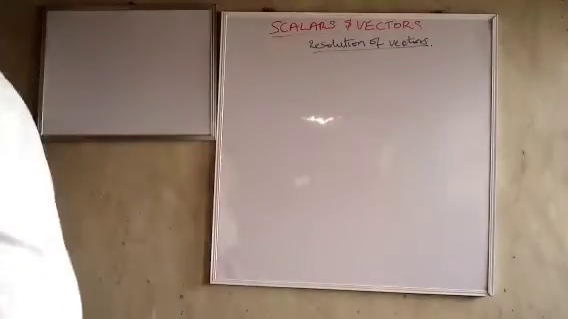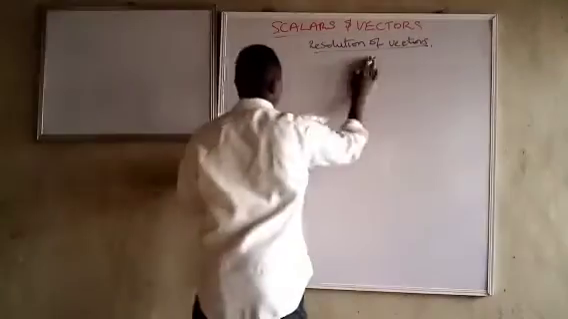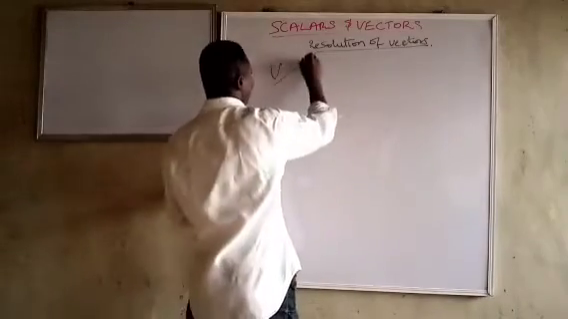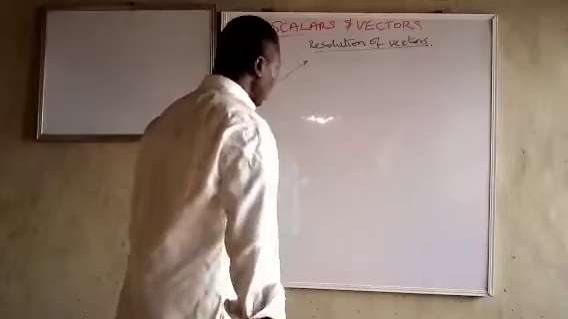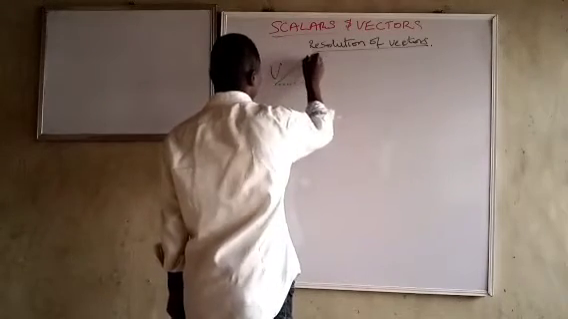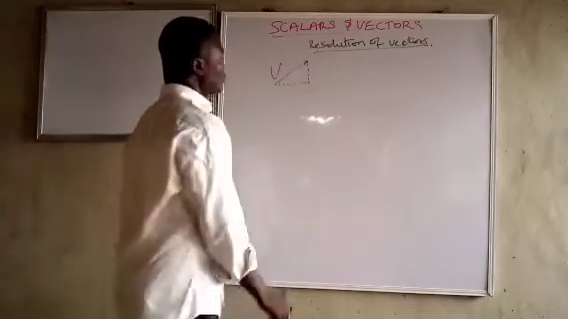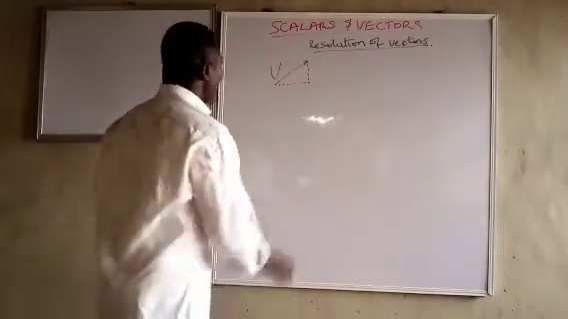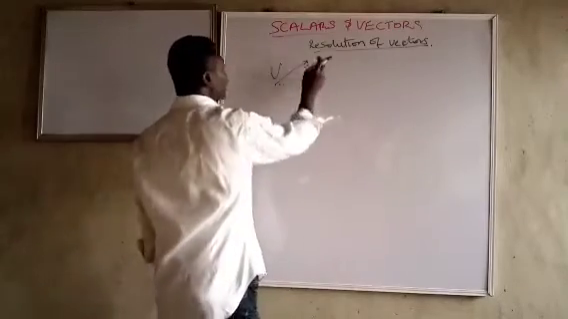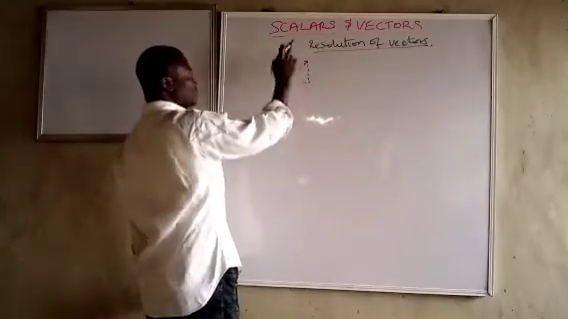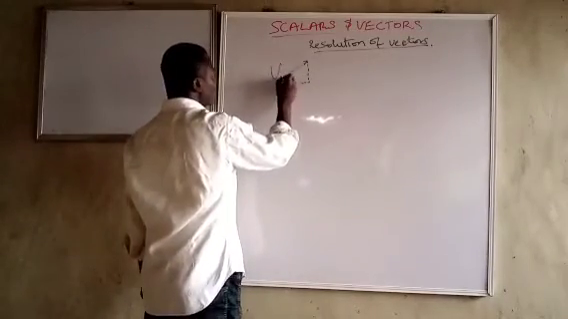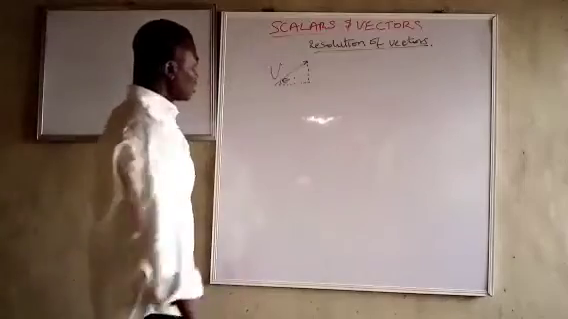How do I mean? If you have a vector like this, let's say you have vector v in this direction, and we want to resolve it, we are going to draw 2 axes, and we are going to break it down along these 2 axes. So at the end of the day, the square of this plus the square of this is going to give us the square of this.